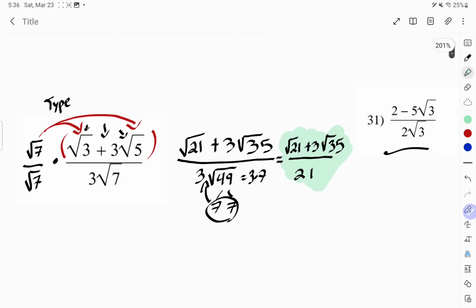That's it. It looks horrendous, but that's it. That's as far as I can simplify. I might be wrong. I usually am. But we're going to leave it there.